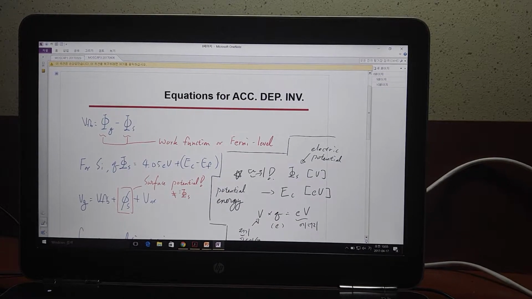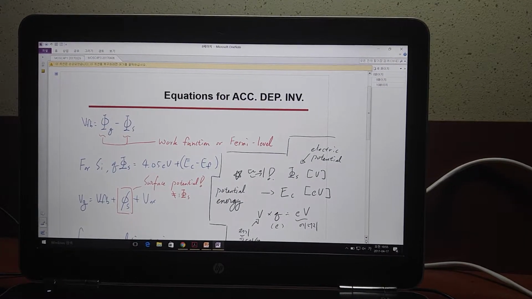This week we have learned about some equations for accumulation, depletion, and inversion. After that, total charge density of MOSFET and CV characteristic were some of our courses for learning MOSFET previously. First, I would like to review the equations for the three stages.